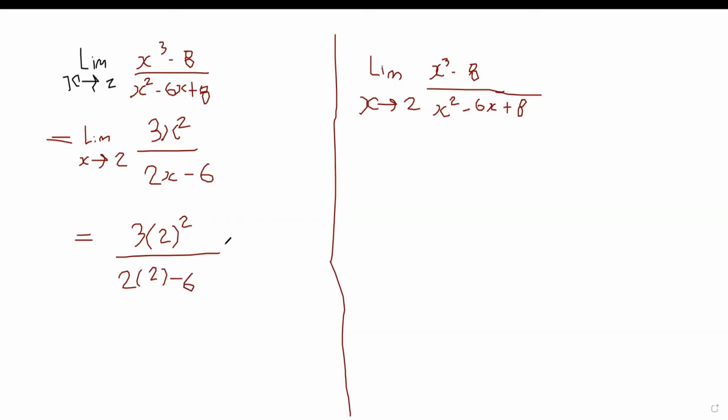That is, 2 squared is 4. 4 times 3 is 12. 2 times 2 is 4. 4 minus 6 is negative 2. 12 over negative 2 is negative 6.